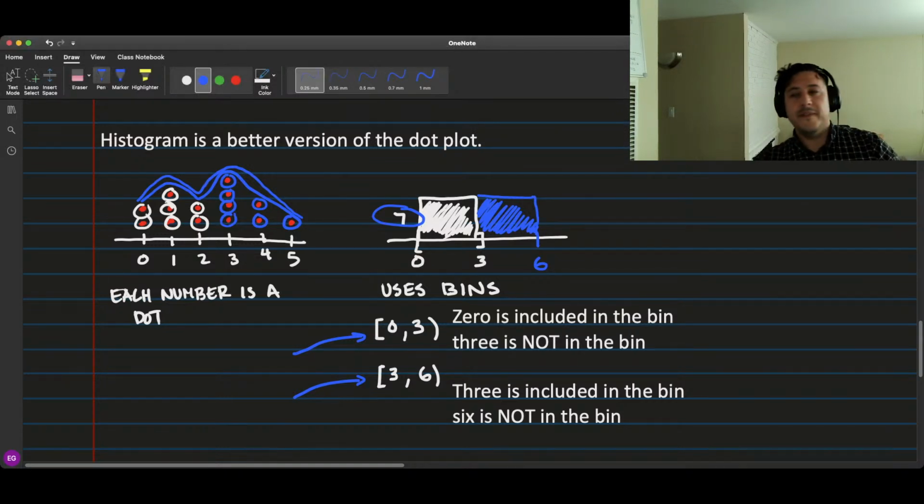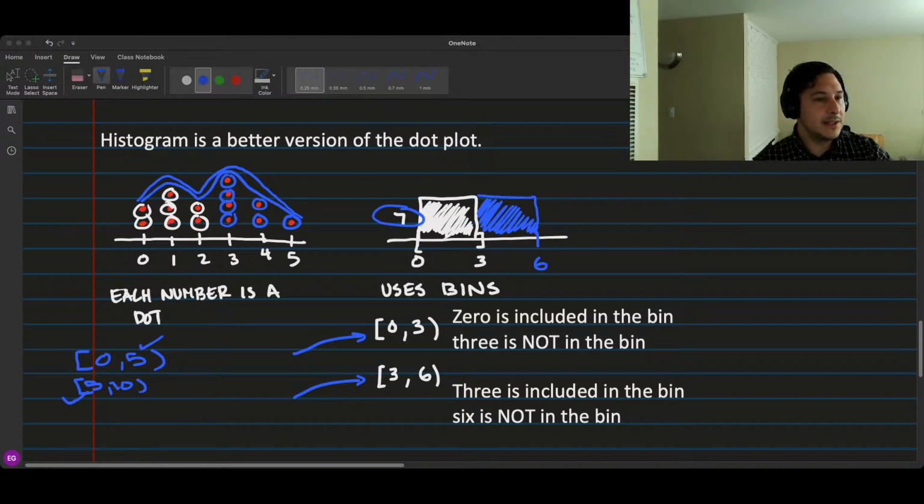Yeah. So if I'm talking about a bin from 0 to 5, and then a bin from 5 to 10, do you see how 5 shows up in both of them? There's an issue with this. I talked about it last time, but I'm trying to activate that.